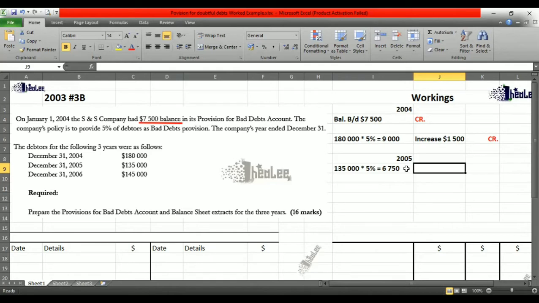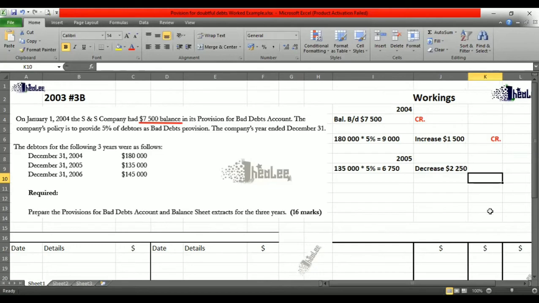This period, it is $6,750. However, in the previous period, it was $9,000. Because this year is lower than the previous year, there is a reduction, so there's a decrease. But what is the value that it decreases by? You find the difference between the 9,000 and the $6,750, and that gives us a difference of $2,250.